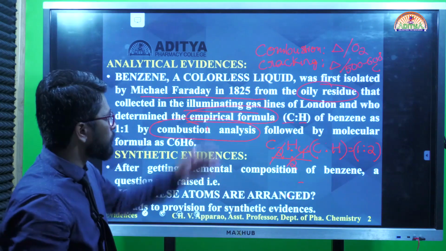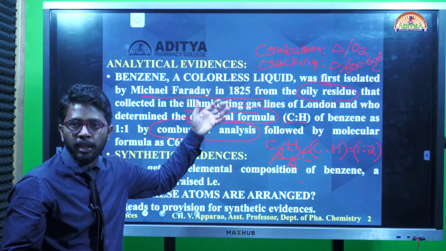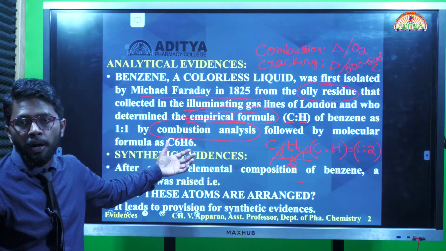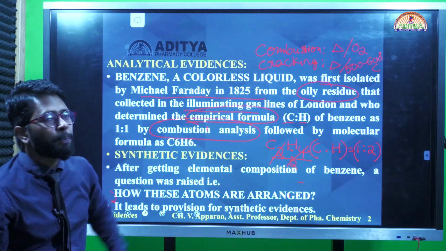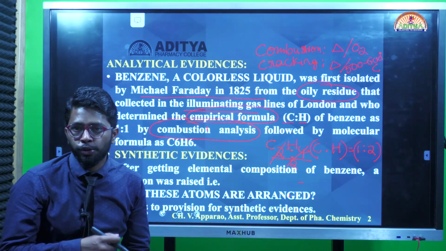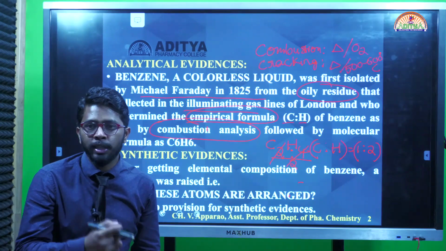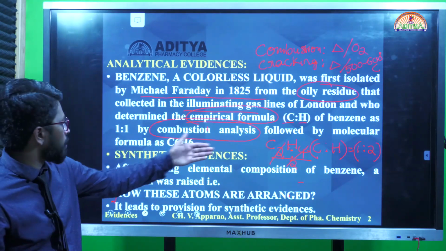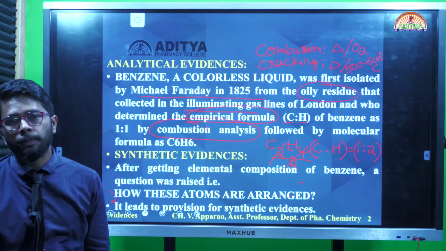Using the combustion process, Michael Faraday determined the empirical formula as a 1:1 ratio, that carbon and hydrogen exist in a 1:1 ratio, and finally the molecular formula as C6H6.